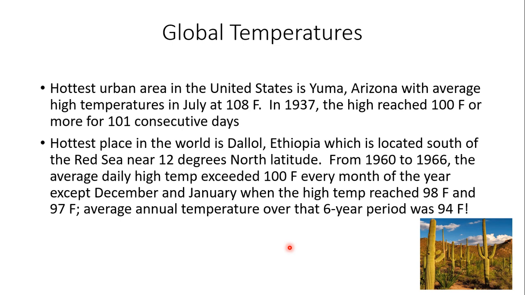Not much of one. The average annual temperature in Dallol, Ethiopia, over that 6-year period was an astounding 94 degrees Fahrenheit. Woo! And you look at the graphic here in the bottom right, showing a typical desert landscape, an area that's hot and dry on Earth. We're very familiar with cacti. If you've driven through the desert southwest of the United States, you'll see a lot of these. Very parched landscape overall, too.